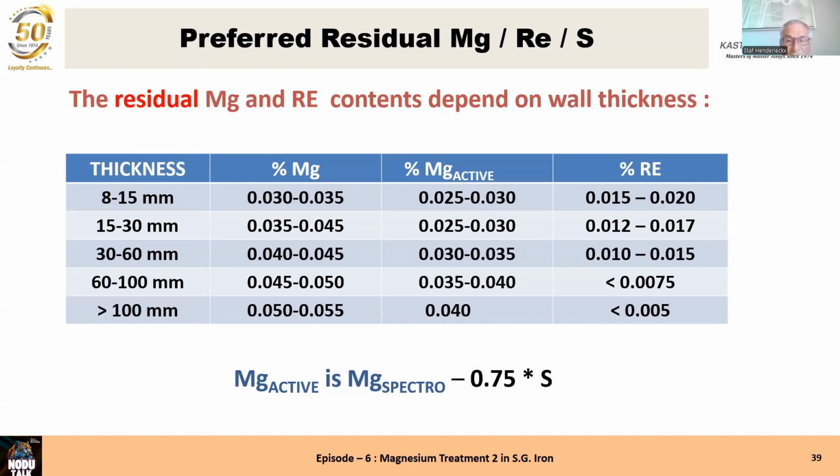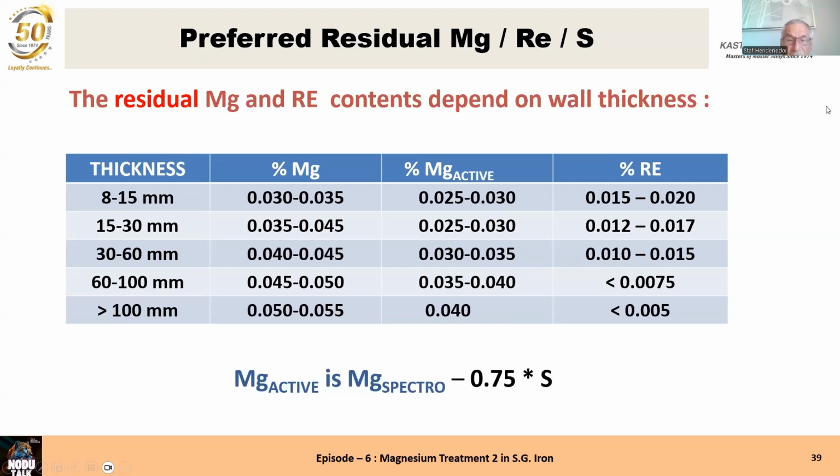Whatever the sulfur is, you don't have to look at the sulfur, you can see if the magnesium active is still okay. And for different thicknesses, let's say this very small one, 0.030 to 0.035, the magnesium active should be 0.25 to 0.030. Rare earths also can be fairly high. These figures come out of the graph: magnesium, rare earths, magnesium, sulfur.